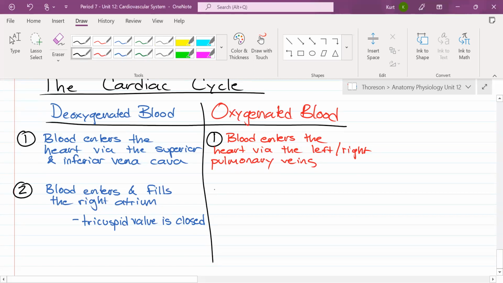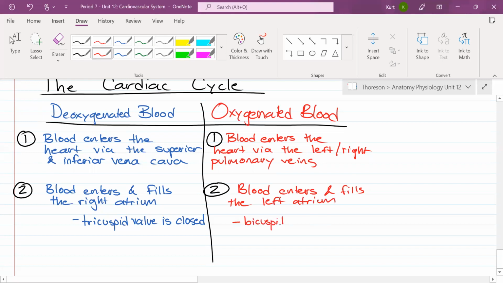At the exact same time, what chamber will blood enter once it has passed through the pulmonary veins? Imagine the heart in your head. Think about it. The left atrium is correct. Blood enters and fills the left atrium. And in order for the left atrium to fill with blood, what valve must be closed? What is another name for the bicuspid? Mitral valve is closed.